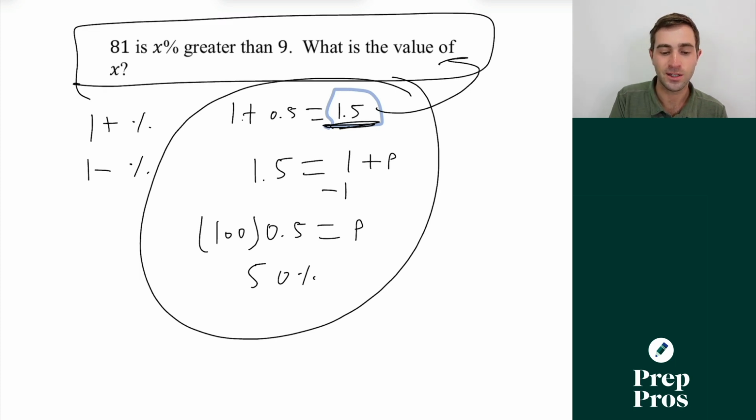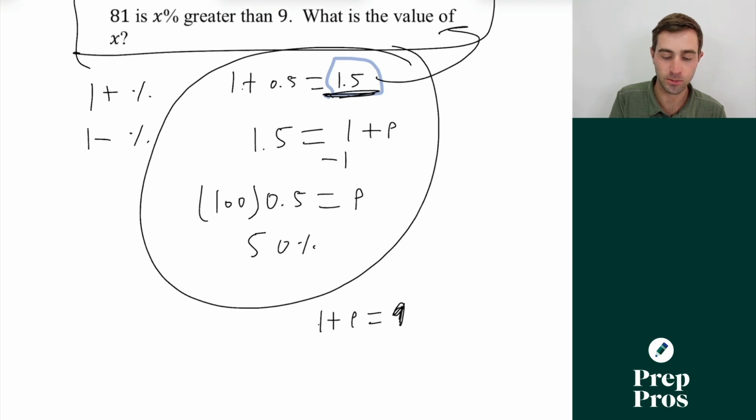If you can remember this little series of steps, you can take any of these very sneaky questions and get them right. So, 81 is x percent greater than 9. Well, the first thing we want to do is figure out what the multiple is. 81 divided by 9 is just going to equal 9. So now all we have to do is say 1 plus p is equal to 9. And now from here, we're going to subtract over the 1, and we get that p is equal to 8.